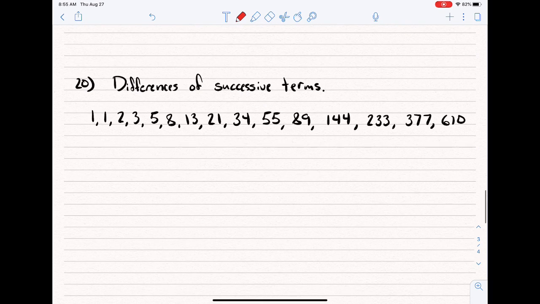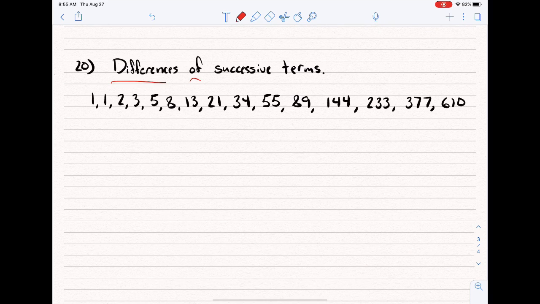Number 20 is kind of a dud of a problem after number 19. It just says, find the differences of successive terms. I don't know if anybody tried this, but it's pretty obvious. What's 1 minus 1? That's 0. What's 2 minus 1? That's 1. 3 minus 2 is 1. 5 minus 3, 2. 8 minus 5, 3. 13 minus 8, 5. 21 minus 13 is 8. 34 minus 21 is 13. 55 minus 34 is 21. 89 minus 55, that's 34.